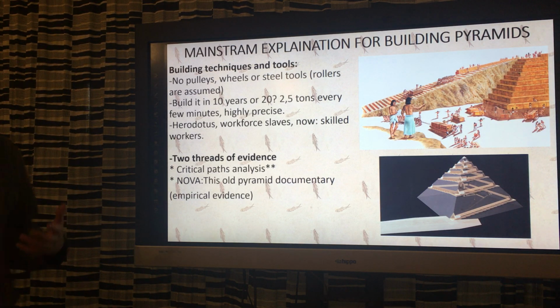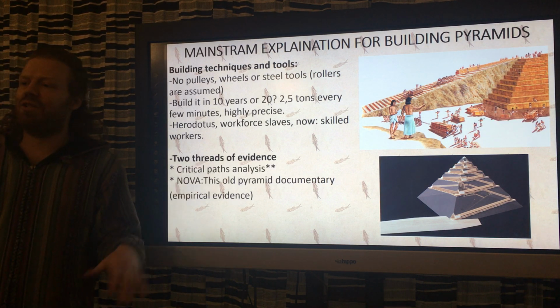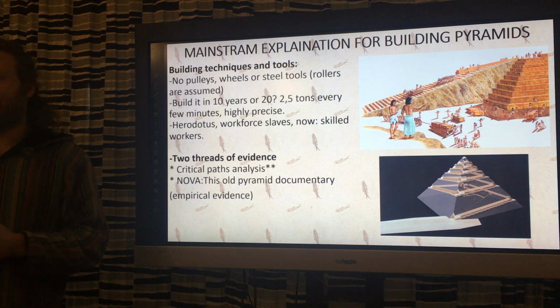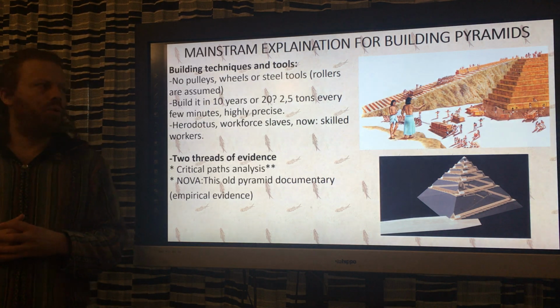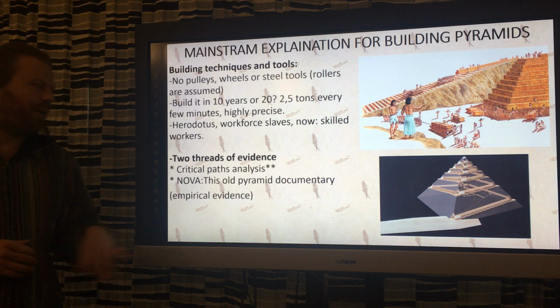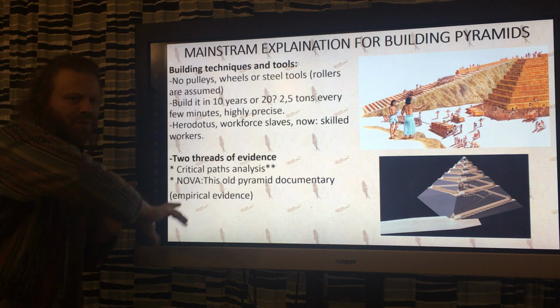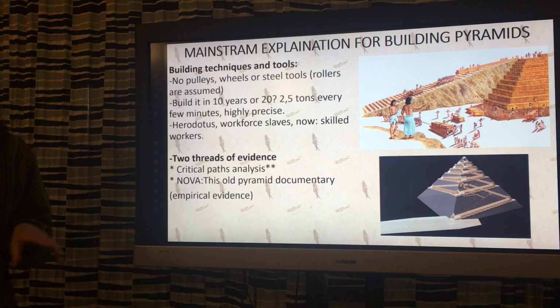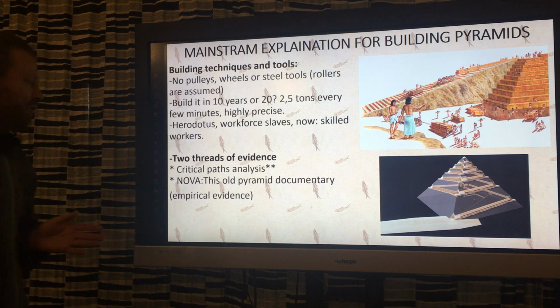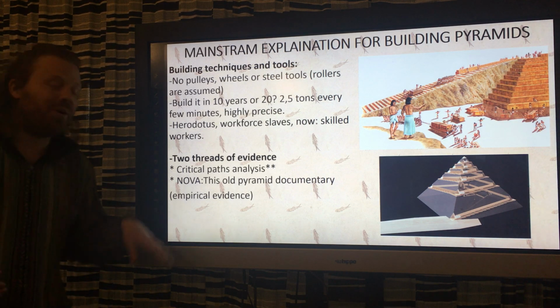There are basically two threads of evidence I want to point out. There's this critical paths analysis. It's a model for building structures that they used to explain it. It comes to this 10 years conclusion. I put 2 stars in it because there was lots of stuff here and I wanted to say why this analysis is, but I'm not even going to go there. You can look it up. I want to go for the empirical evidence.